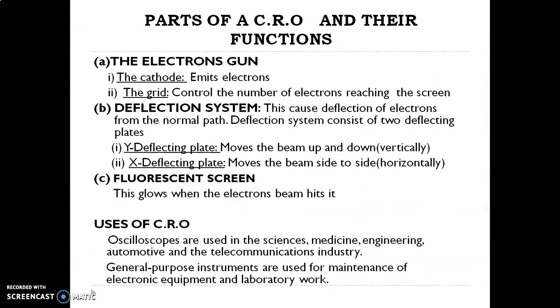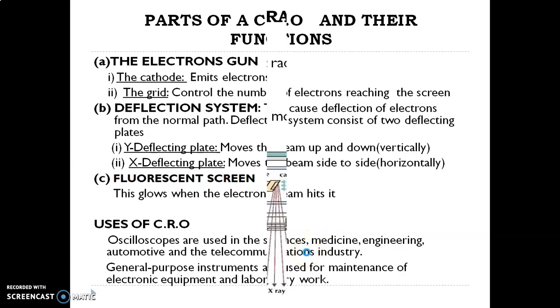Now let's see the uses. The cathode ray oscilloscope has a variety of uses. It can be used in science, medicine, engineering, automotive, and telecommunication. In medicine, you can see in the hospital, when you go to measure your blood pressure or sometimes a heartbeat, a machine which shows the variation of your heartbeat or pressure according to time. And in engineering, you can use it to measure the voltage of a certain material, and so on.